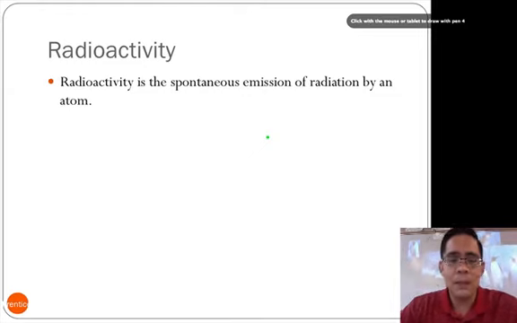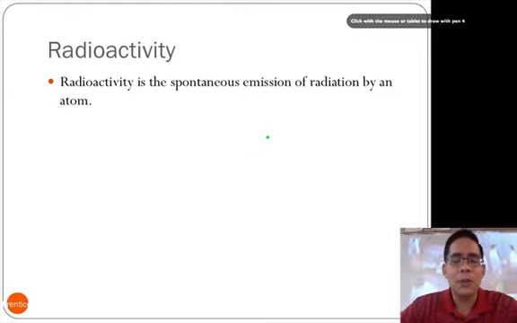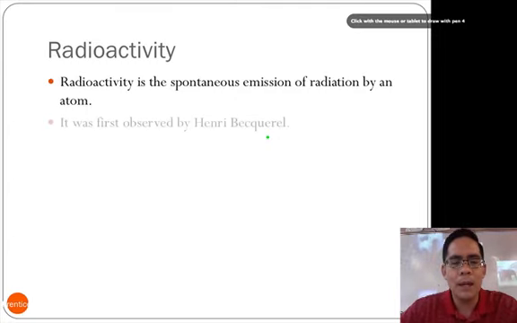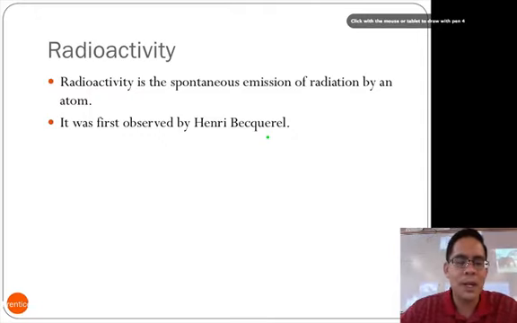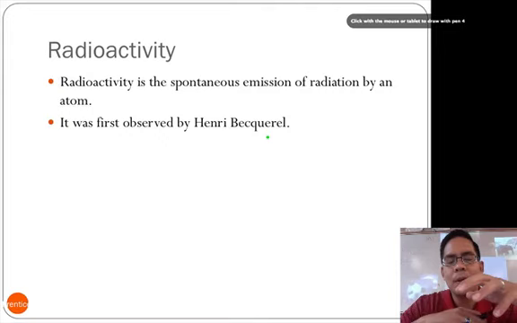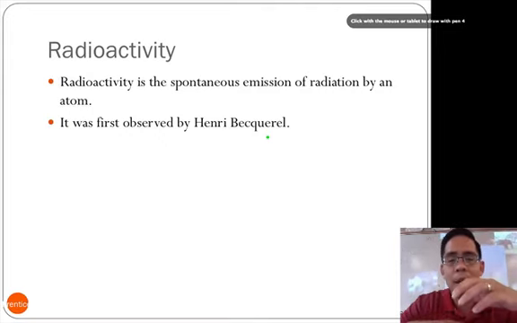And before that was able to be discovered, we had to make use of knowledge from radioactivity. And radioactivity, by definition, is the spontaneous emission of radiation by an atom. And it was first observed by a guy named Henri Becquerel. Turns out that he left a rock that was radioactive, at least this is how the story goes, on top of some photographic film.